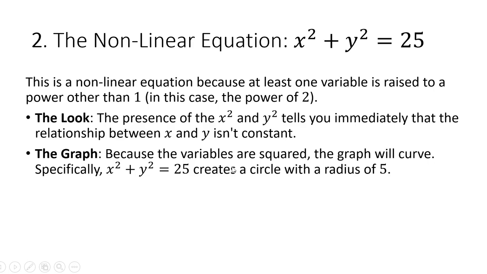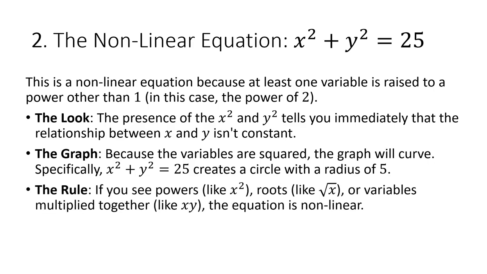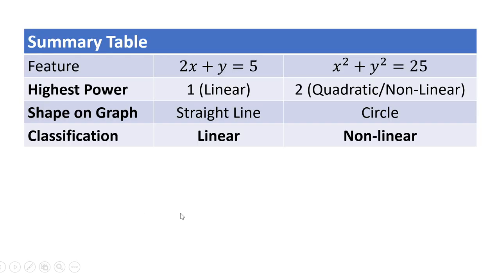So we're moving on. The rule: if you see powers like x squared, roots like square root of x, or variables multiplied together like xy, the equation is non-linear. So remember this fella here, this is the tricky one. People think that that's a power 1, that's a power 1, and then that's just a linear one, but it's not. It's non-linear, xy, and there was a question that came up one year.